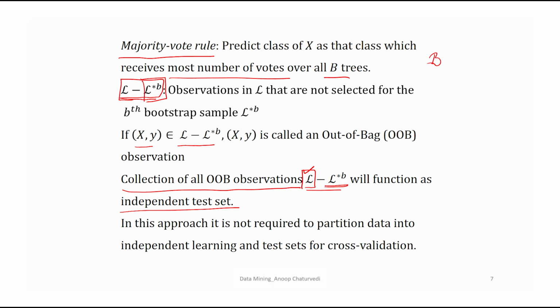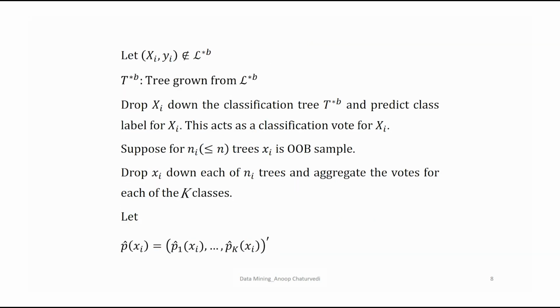In this approach, it is not required to partition data into independent learning and test sets as for cross-validation. So, in cross-validation, what we do? We divide the entire data set into two independent parts, learning set and the test set. But in this approach, which is based on bootstrapping, we do not require to partition the data into these two sets.